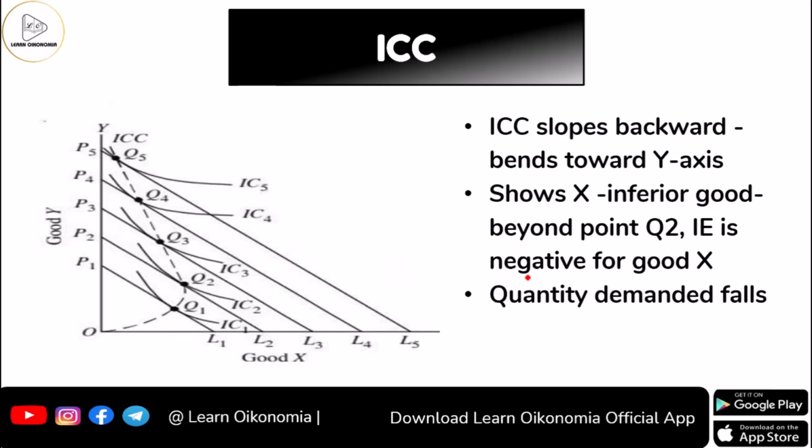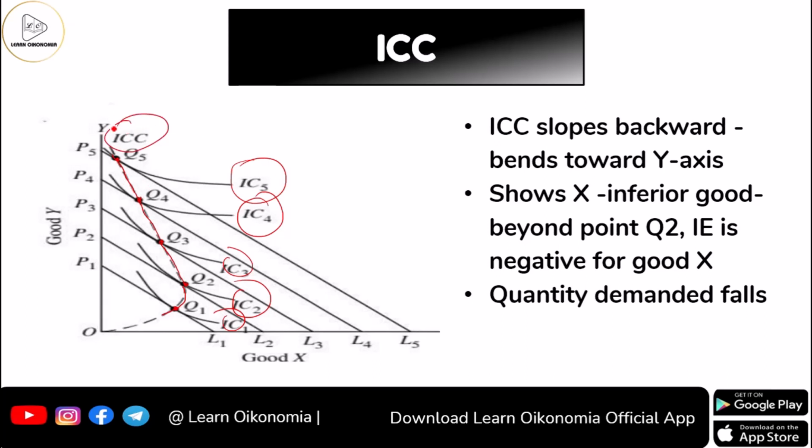Let me show you in the diagram. So this is what I have promised you. In this case you could see that you will be having P1 L1 price lines. This shows your budget lines, and you will be having your indifference curves 1, 2, 3, 4 and 5 showing your indifference map. At the point of intersection between IC and your budget line you can have your tangency point, and you will be having the equilibrium at these points. So you're just joining these equilibrium points, and you're getting what is called the ICC, or your income consumption curve.